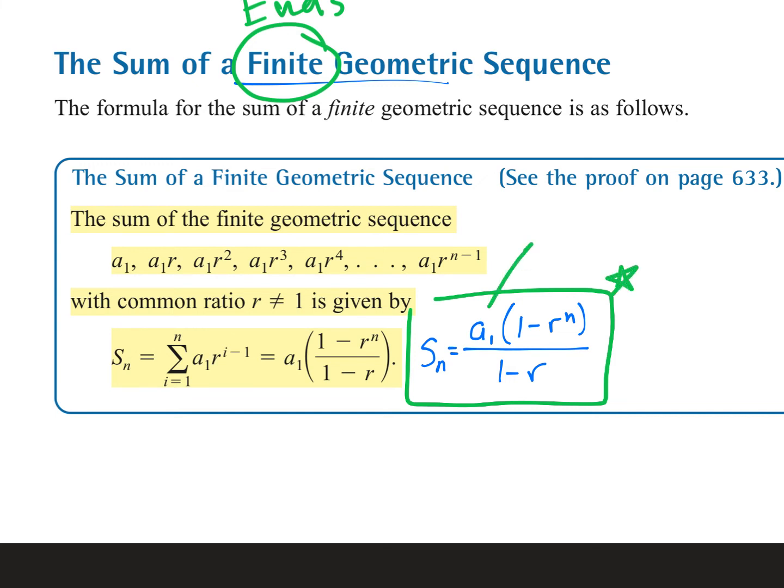So what does a sub 1 stand for? The first term. What does r stand for? The ratio. What does n stand for? The number of terms. And then r on the bottom again is ratio. So we have to find our first term, ratio, number of terms, plug it all in.